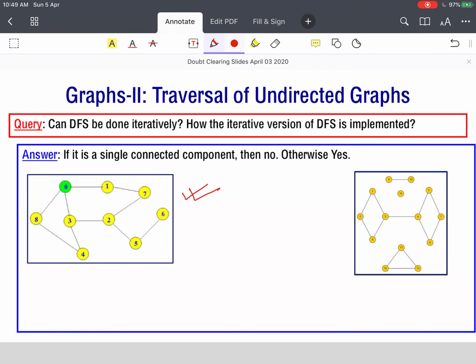Can DFS be done iteratively? If it is a single connected component, then DFS will cover all the nodes in the graph. But as we have seen, if there are multiple connected components, then it will cover only that connected component in one iteration, and then you have to go through multiple iterations. And this iterative DFS algorithm was shown in the connected components case, where we presented that algorithm here.